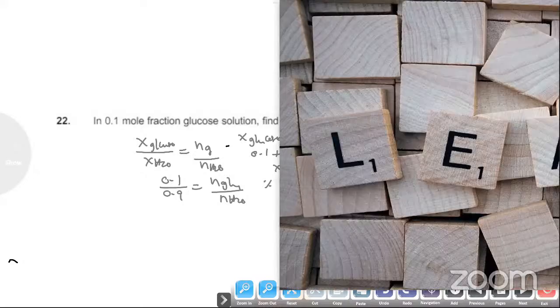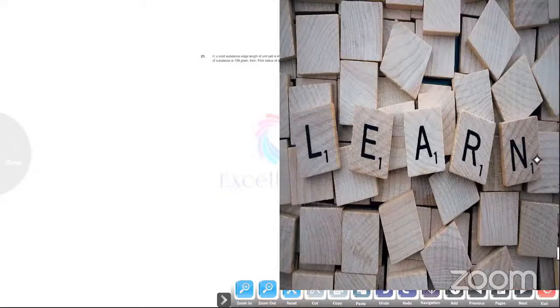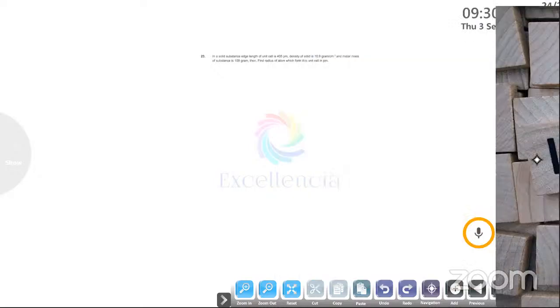Understand? Very simple question this is. Right. Yeah, solid state question this is. Solid state question, and so here density is equal to Z.